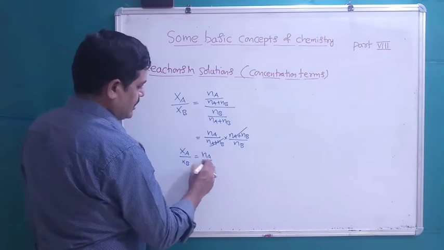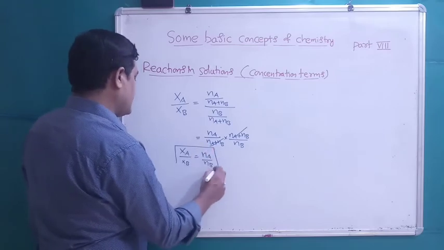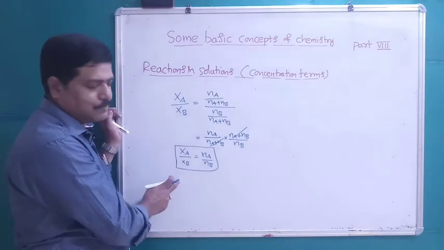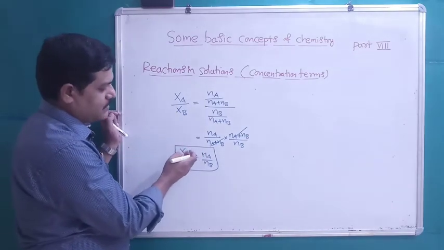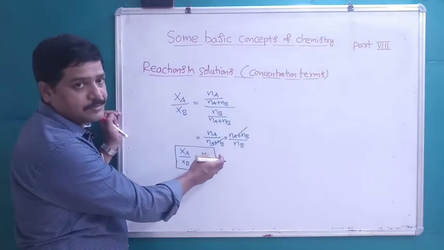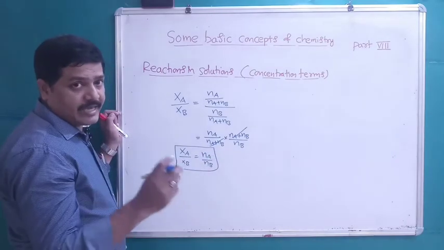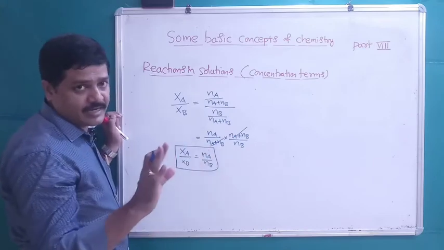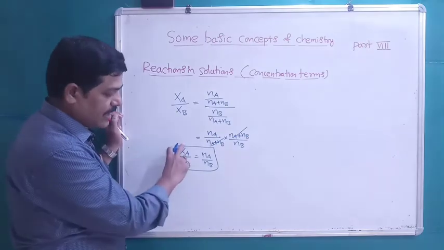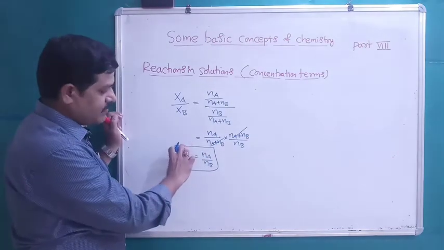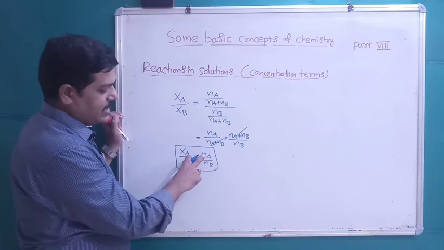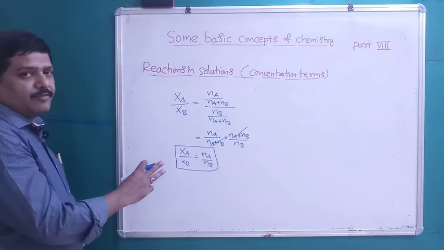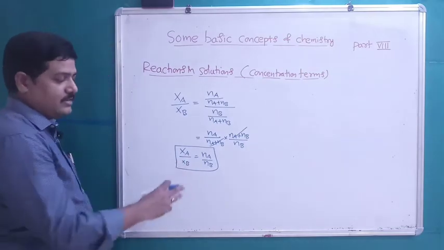That means students, whenever Na by Nb is required, we can substitute that with XA by XB. If XA by XB is required, then we can also substitute Na by Nb. But XA is equal to Na, XB is equal to Nb, like that we cannot substitute all the time. But the ratio is the same. XA by XB is the same as Na by Nb. This is useful in the relation between mole fraction and molality.